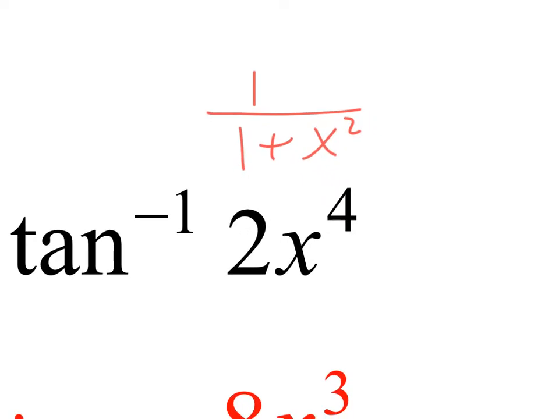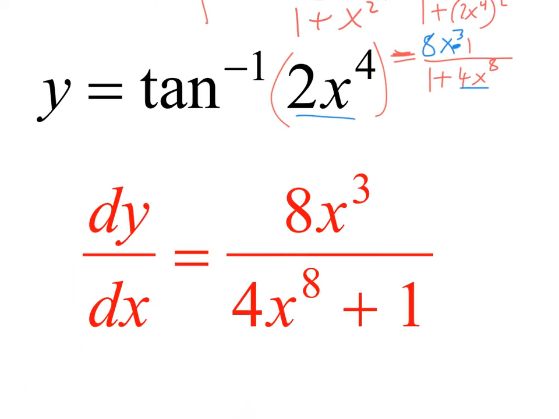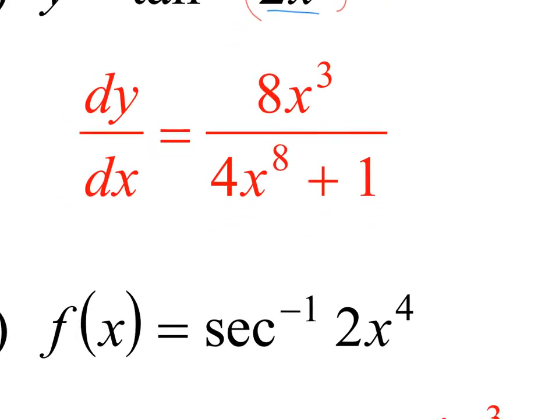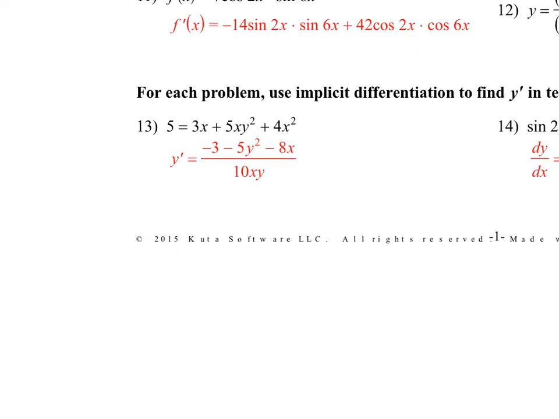Alrighty. So tangent inverse would have a derivative, dy dx of this. But because it's not x, it's like 2x to the fourth, it would be this. Now the only problem is, remember that we have to deal with chain rule. So you will have to end up multiplying your answer by the derivative of whatever was inside, which was 2x to the fourth. That would be 8x cubed, which is why our final answer is 8x cubed over 4x to the eighth plus 1. So that was kind of easy. So let's move on to the next thing.